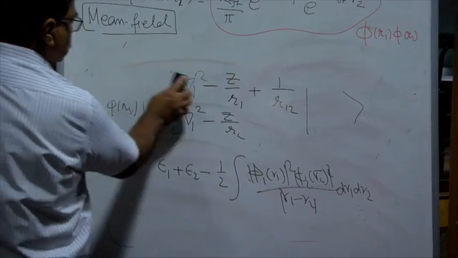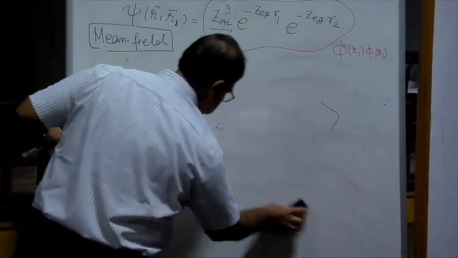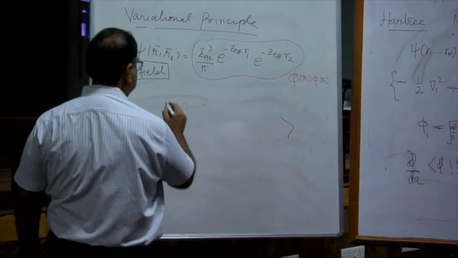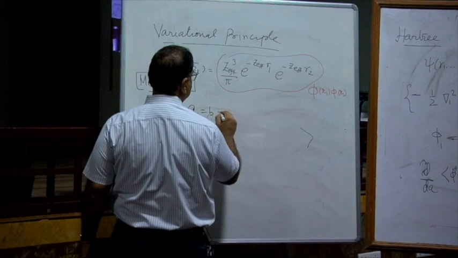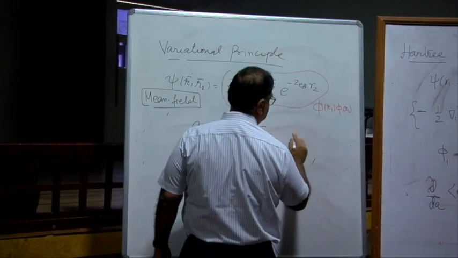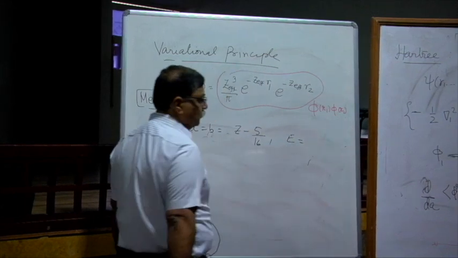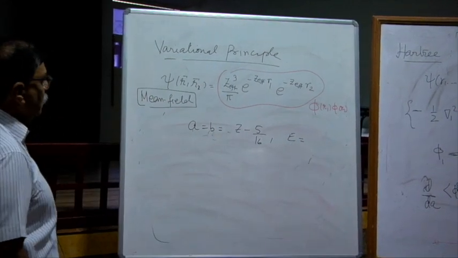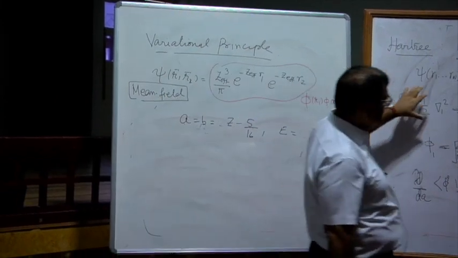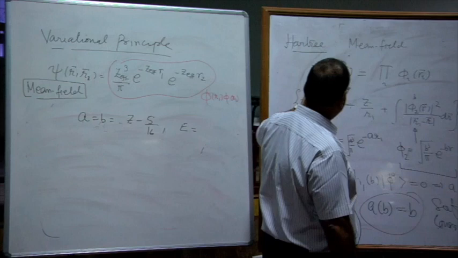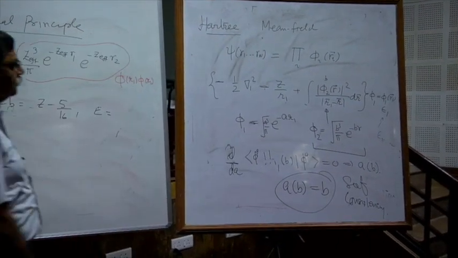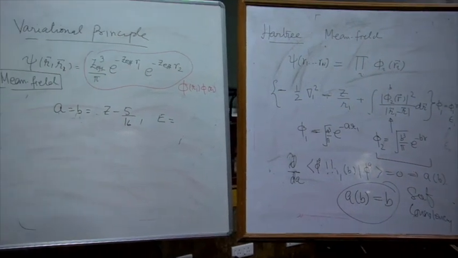However, when you solve for this using this mean field, you still get A equals B equals Z minus 5 over 16. You still get the same energy. So this was a variational calculation. This was proposed by just looking at it. Since I'm getting the same answer, I should be able to get this theory through the variation principle. Let's do that.